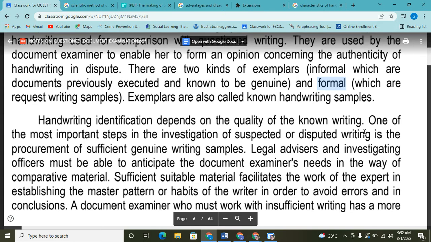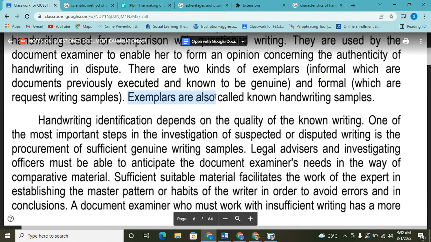But there are also instances where the expert will not request a formal exemplar. Sometimes if the sufficiency of informal exemplars is enough or adequate, the expert will no longer request a formal one. So it depends on the need itself.